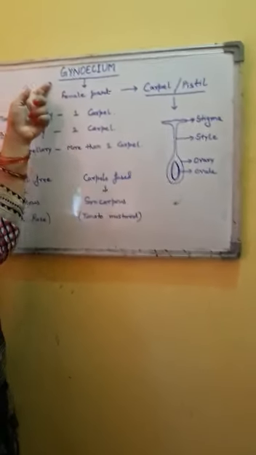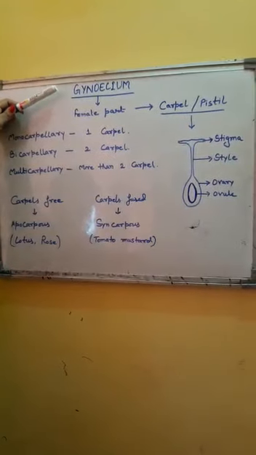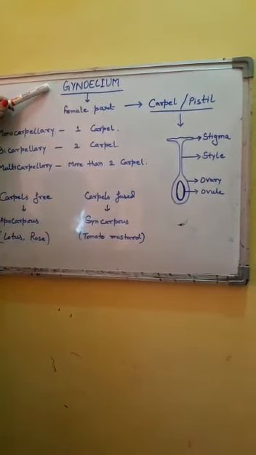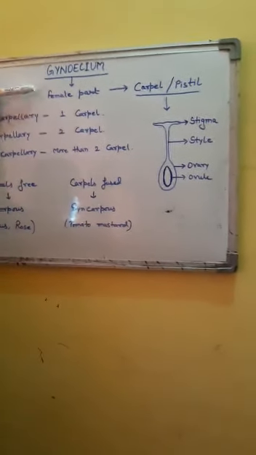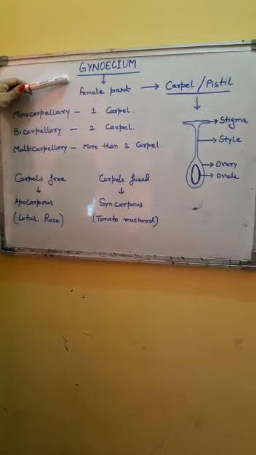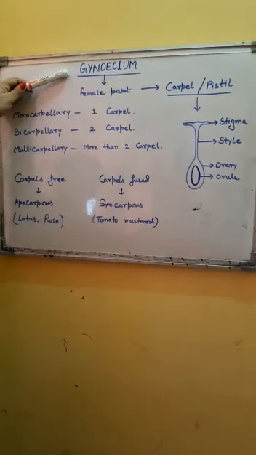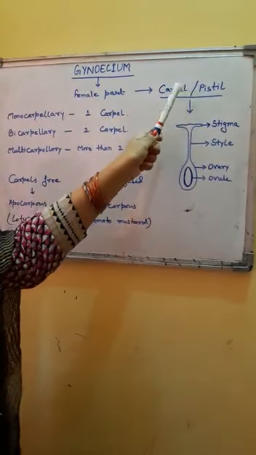Welcome students. Today we are going to study about the gynoecium of an angiospermic flower. As you know, the gynoecium is the female part of an angiospermic flower. Being the female part, it represents the female organ of the flower and contains the female gamete inside it. A single unit of gynoecium is called carpel or pistil.